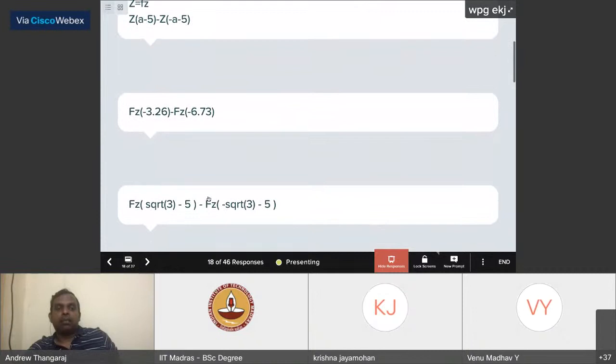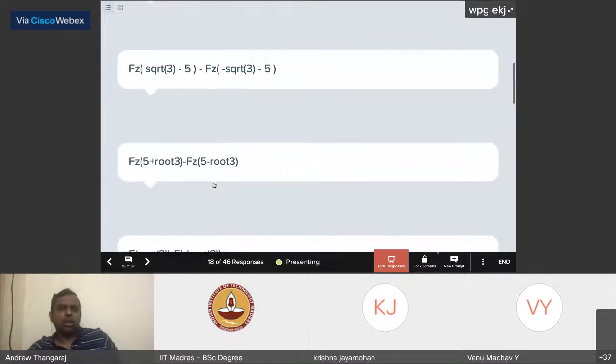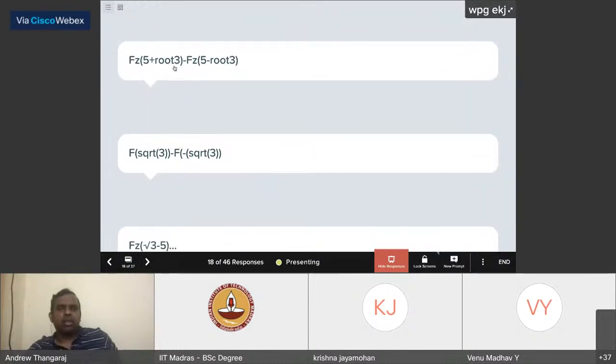Yes, I think many people have got it right. FC of minus square root 3, that's correct. This is the correct answer. So I guess 3.26 is root 3 minus 5, right? So it's correct. 5 plus root 3 is not quite right.